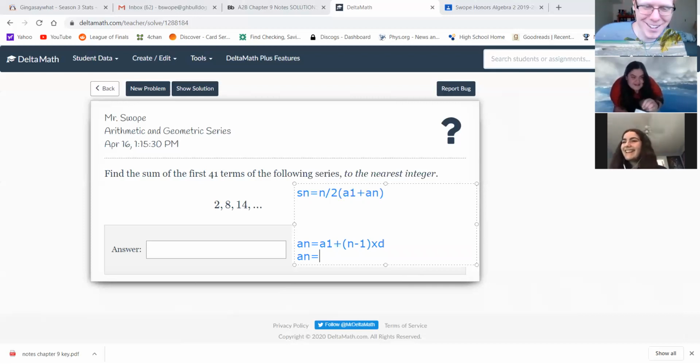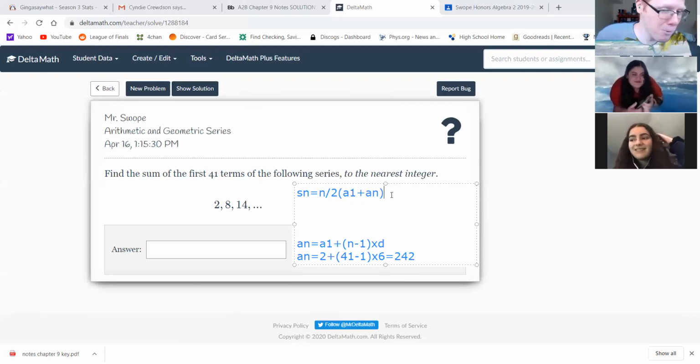The formula is a1 plus n minus 1. So a of n would equal our first term, so 2, plus the number of terms minus 1, so 41 minus 1, times our common difference, 6. So if you plug this in or work this out, let's see if I don't mess it up. I'm going to do it in my head this time. So 40 times 6, that'd be 240, plus 2, 242.